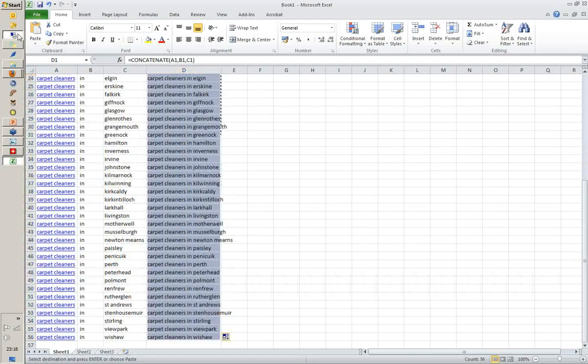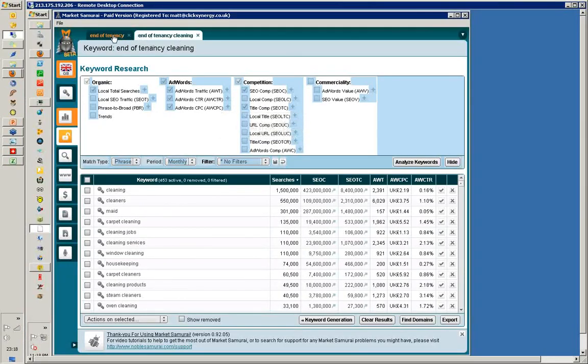I'm going to hop across to the keyword tool. I'm going to end of tenancy.